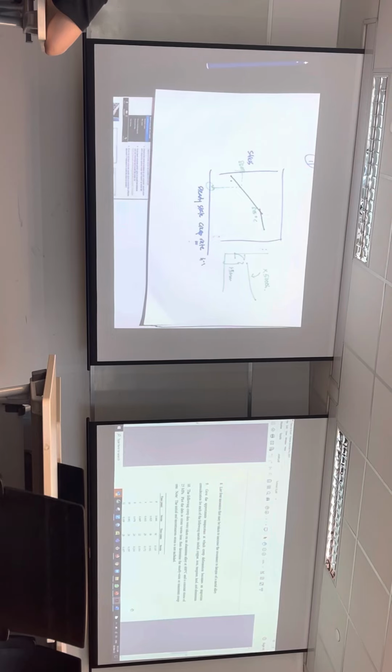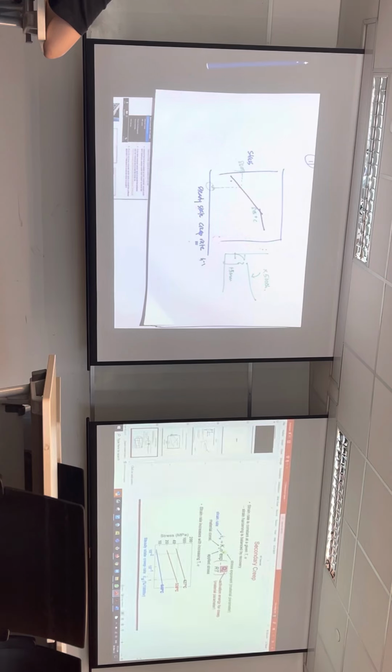Prof, the unit for creep is unitless? The unit for creep will be something like a strain, so it's dimensionless. Yes.